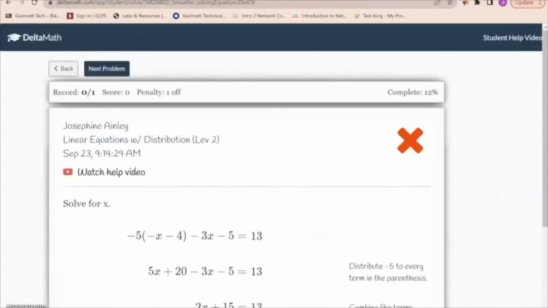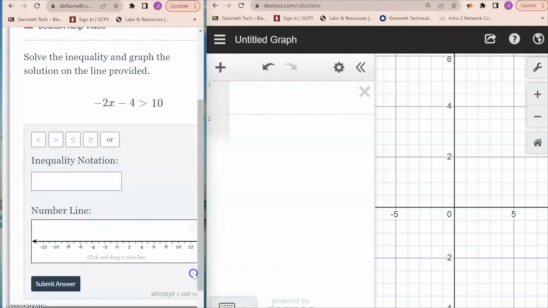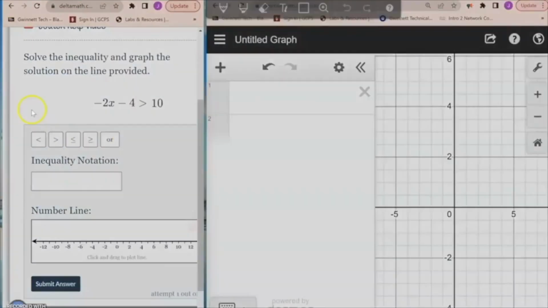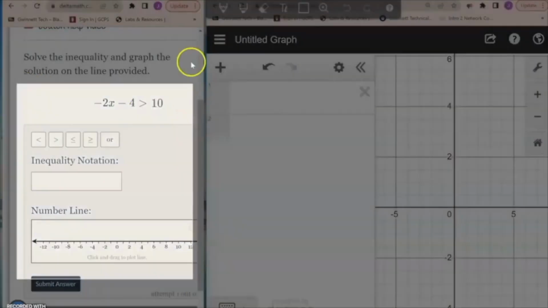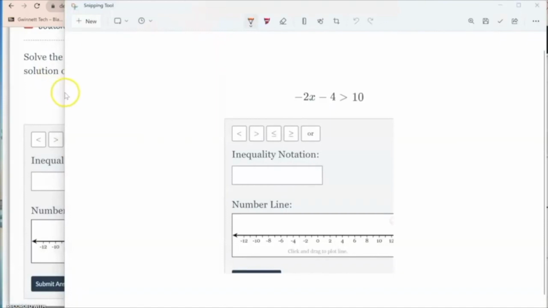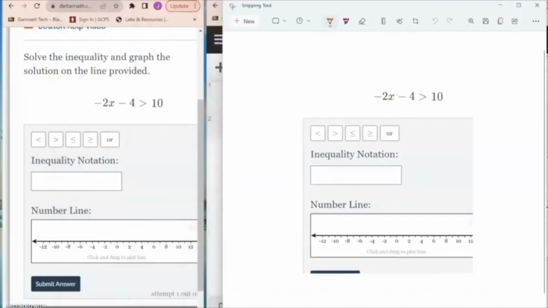All right, go back. So this is the question. It says solve the inequality and graph the solution on the line provided. So once again, I'm just going to copy the question down really quickly. Okay, first thing you need to do is solve the equation. So we're still solving equations, this time it's just an inequality.